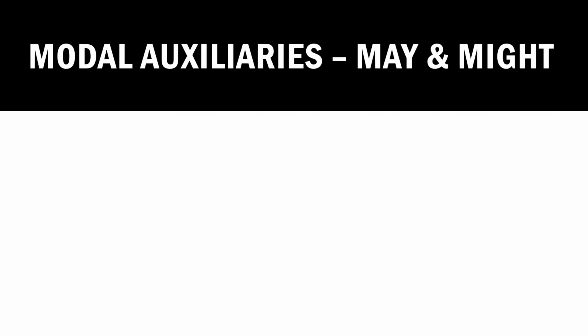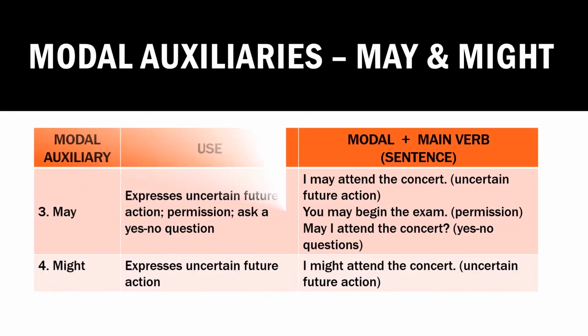The other modal auxiliaries are may and might. Now, may is used to express uncertain future action, permission, or to ask a yes/no question. Uncertain future action means, for example, I may attend the concert. May means I may or may not, so I'm uncertain about it.